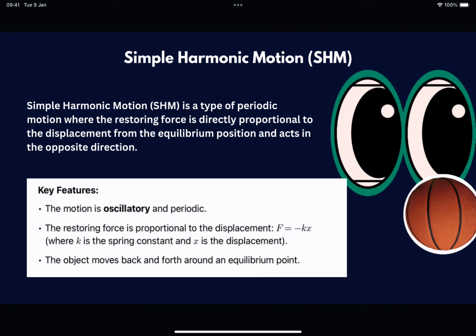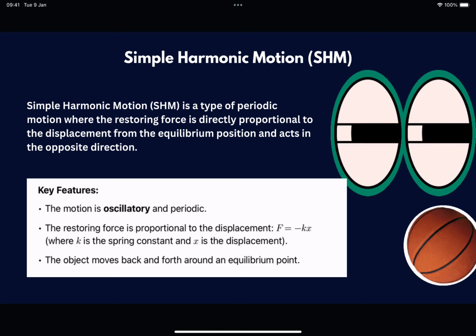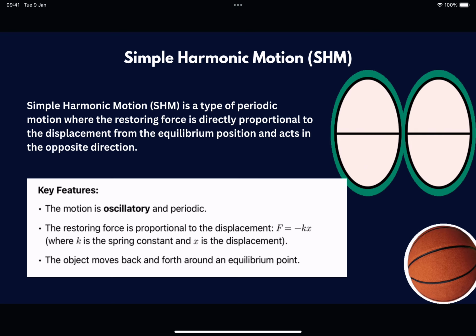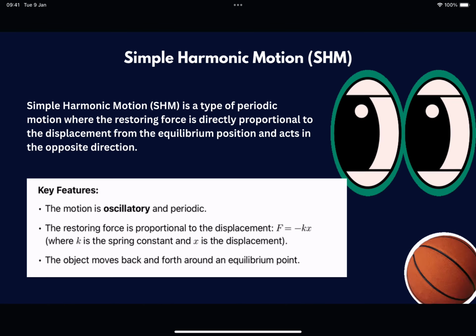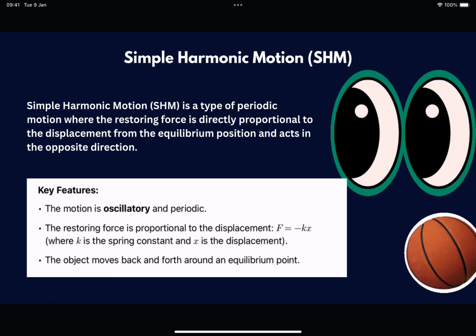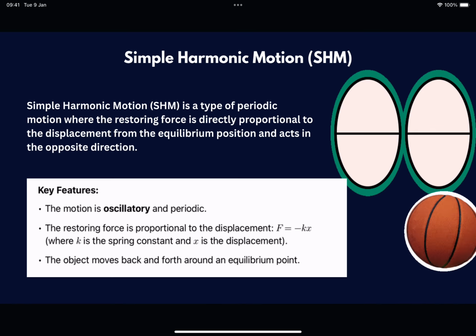Now, simple harmonic motion. I will just tell you what simple harmonic motion is right now, but we will not be doing any examples because it's a long concept, and I believe I need to make a separate 1 hour video for this. So I will just tell you the definition, but we will not be doing examples today.